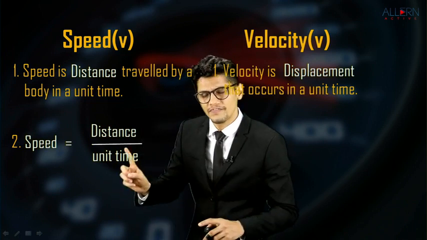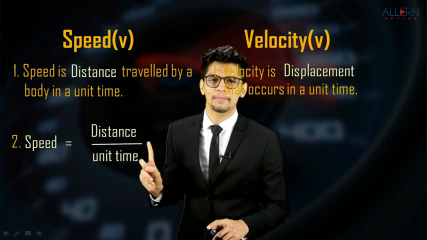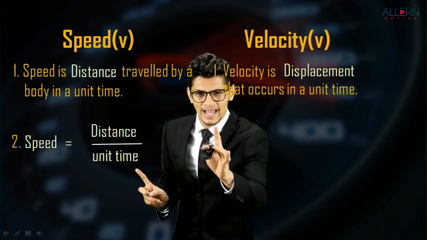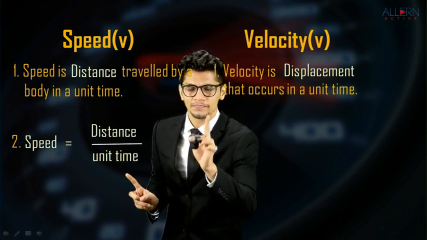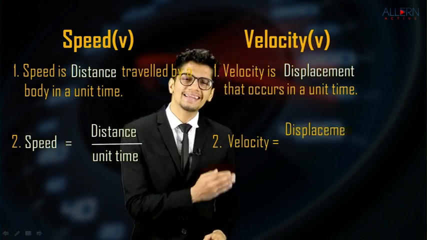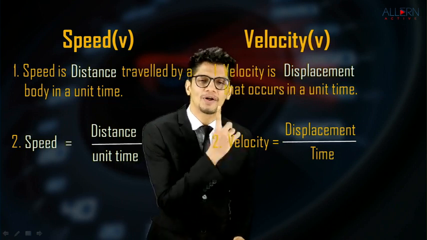Now the formula for speed is equal to distance upon unit time. Now think and tell yourself what should be the formula for velocity. The formula obviously will be velocity is equal to displacement upon time.